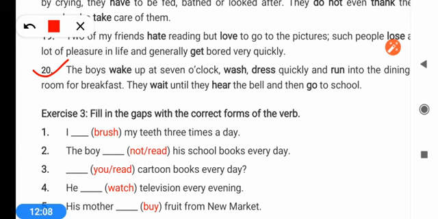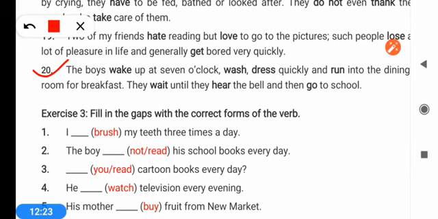Now I am going to read in the singular. A boy wakes up at 7 o'clock, washes, dresses quickly and runs into the dining room for breakfast. He waits until he hears the bell and then he goes to school.